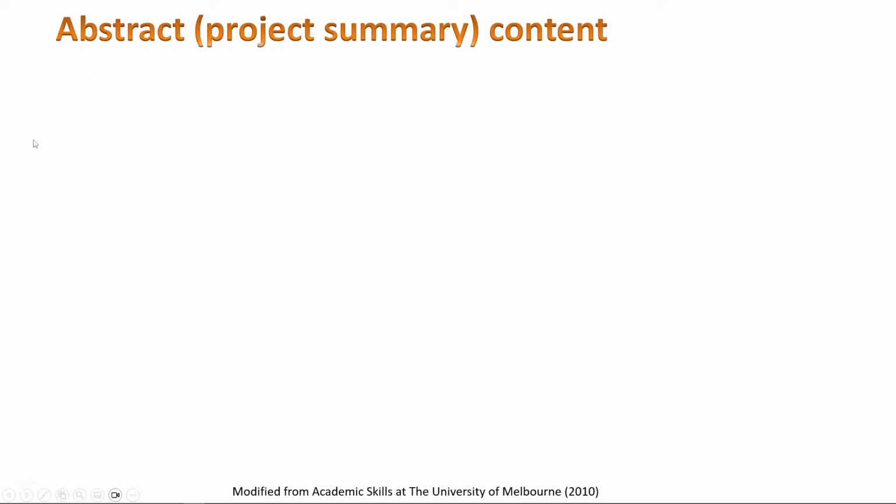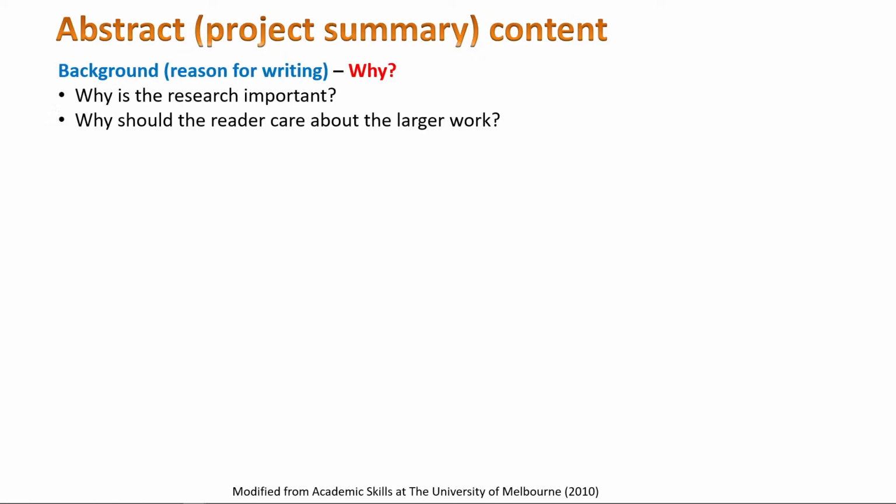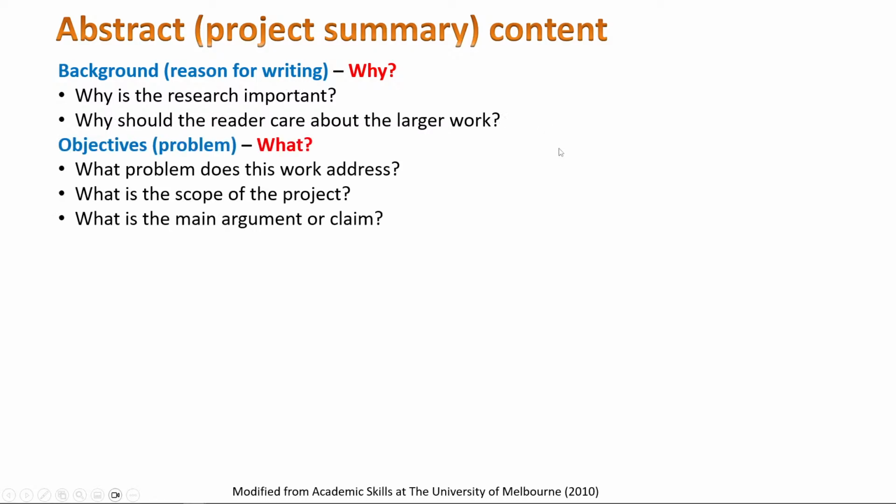Okay, so now let's look at the abstract or project summary content. What is the abstract or project summary content? Remember, as we did before, you start with the background, the reason for writing: this is a big topic and why this topic is important. This is why this research is important. Why should the reader care about this large work? And then the objective: what is my specific problem? What problem does this work address? What is the scope of this project? What are the main argument or claim? So that would be the second section, and the background would be the first one or two sentences of your abstract.